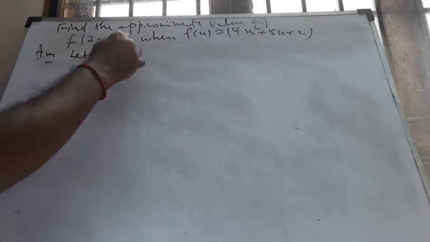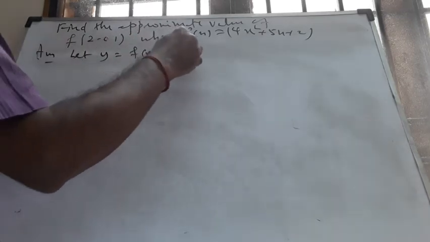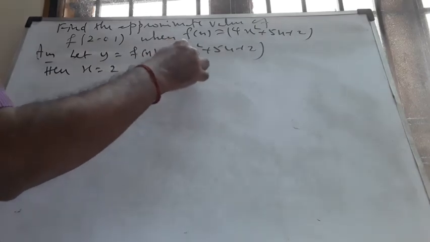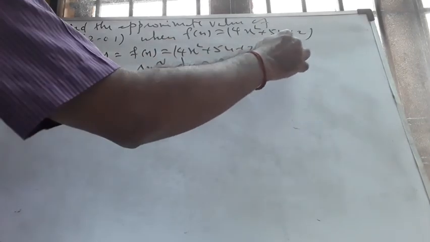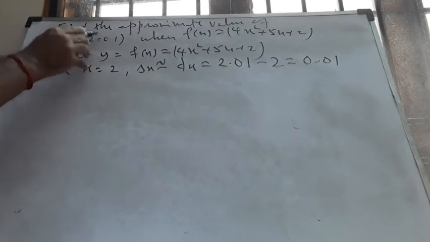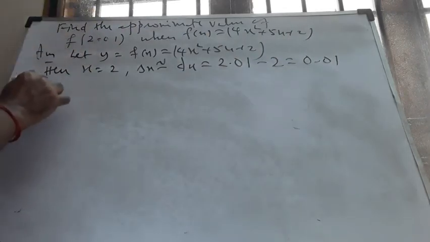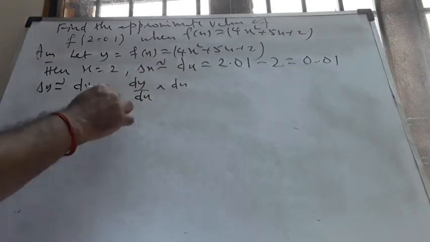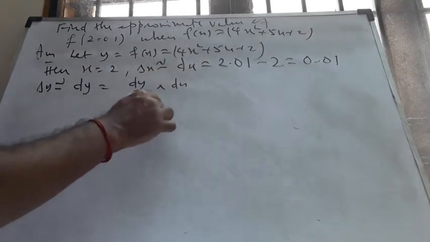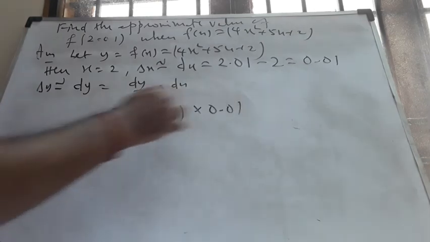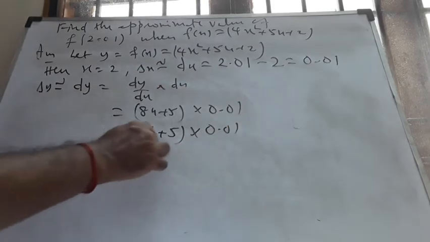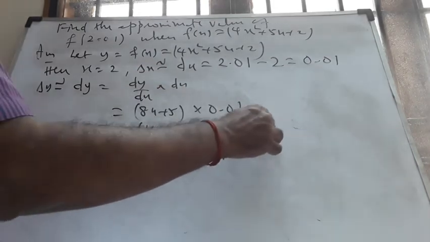Let y is equal to f of x equal to 4x square plus 5x plus 2. Here x is equal to 2, delta x is approximately equal to dx, which is 2.01 minus 2, which is 0.01. Now delta y is approximately equal to dy, which is dy by dx into dx. What is dy by dx? This will become 8x plus 5 into 0.01. What is my x? 2. 16 plus 5 into 0.01. This is 21 into 0.01.